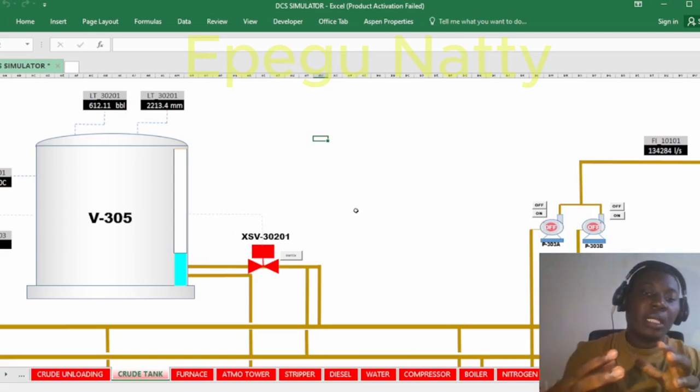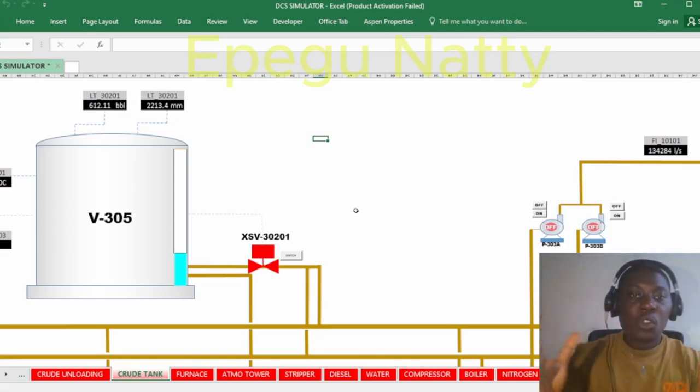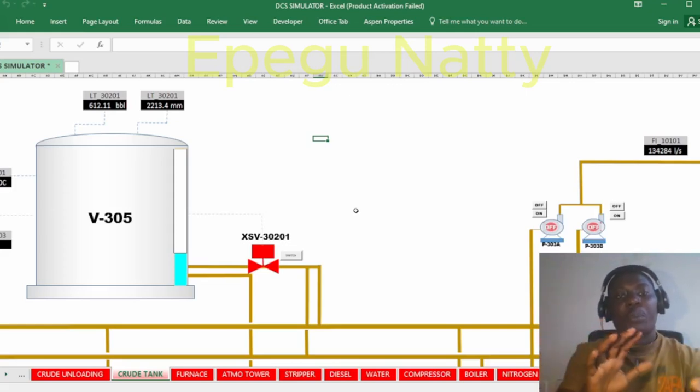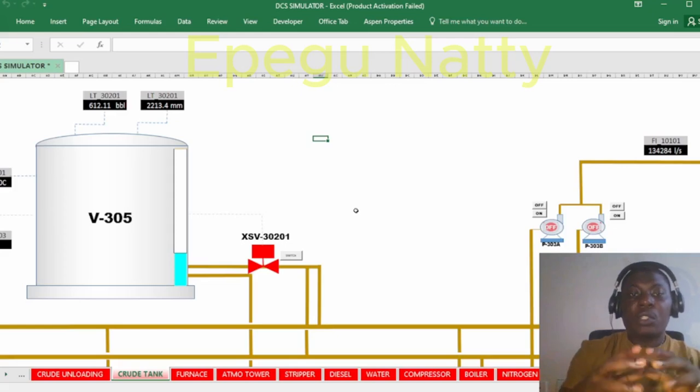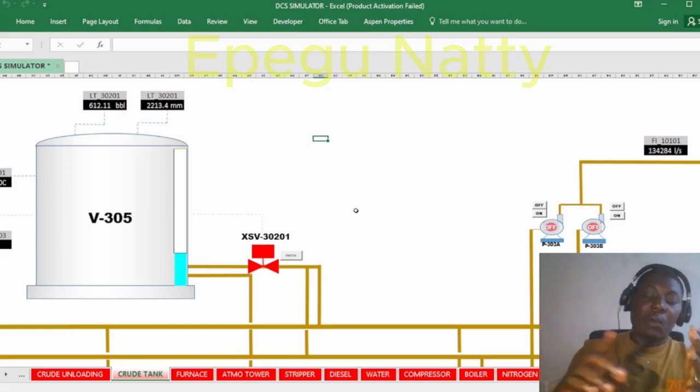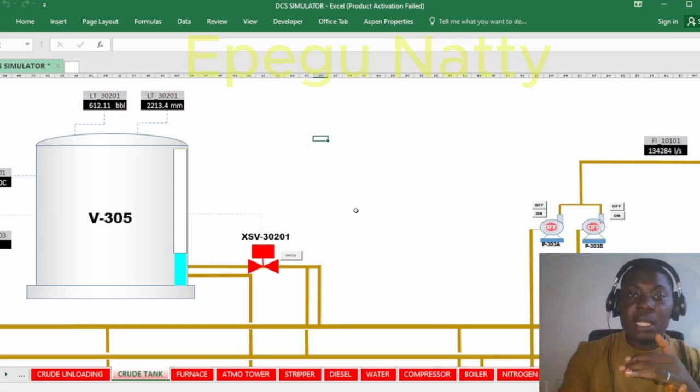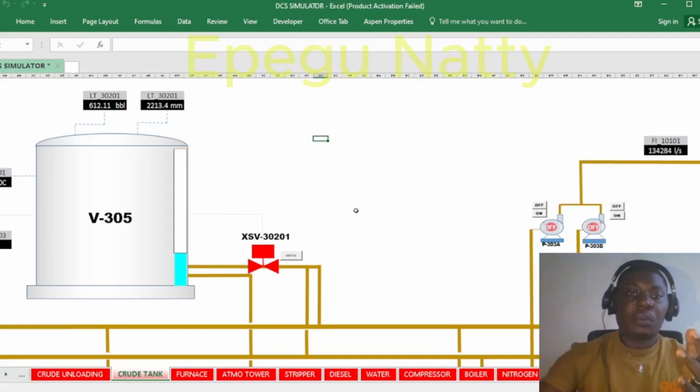Now the pump head is the sum of the total energy that is needed to impart that flow on the fluid. So that is the pump head. We're talking about energy: we know we have kinetic energy, we know we have potential energy. So the sum of these energies is what makes up what we call the head.